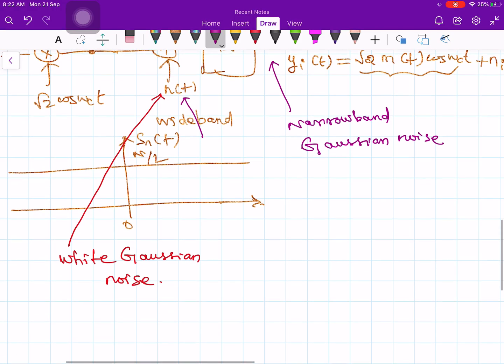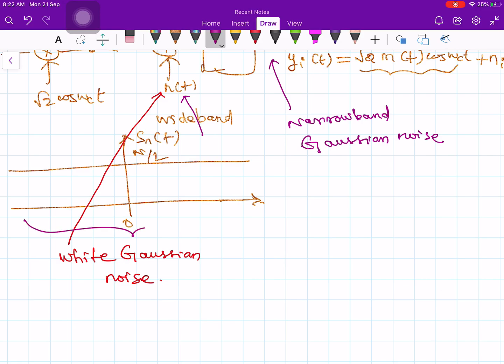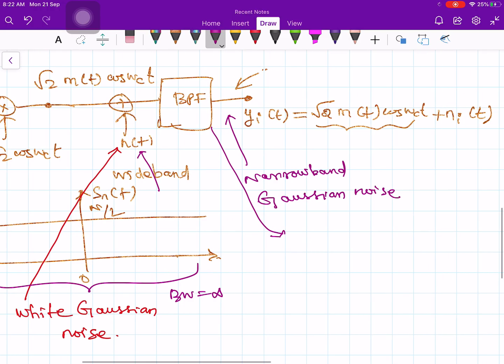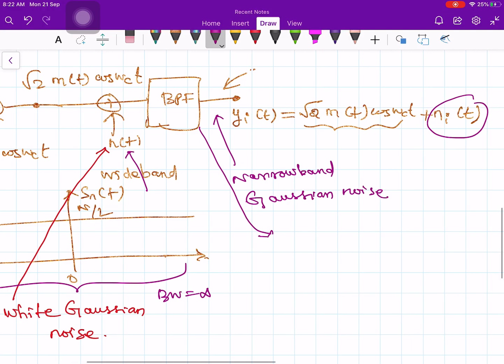See here, what is the bandwidth before the band pass filter? The bandwidth is infinity. But after the band pass filter, what is the bandwidth of your noise? It is 2B. The positive frequency side 2B, the negative frequency side 2B. Okay. Therefore, how do we denote this noise? It is denoted by Ni of t. After band pass filtering, the noise becomes a narrow band Gaussian noise.